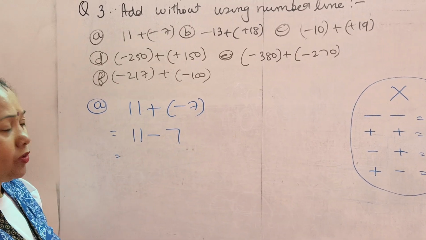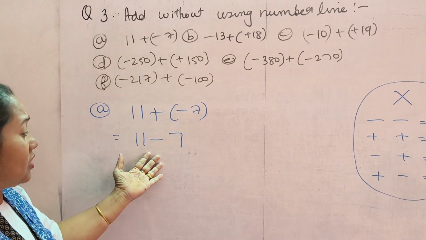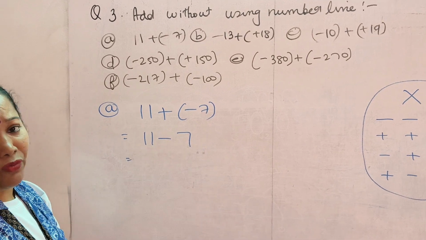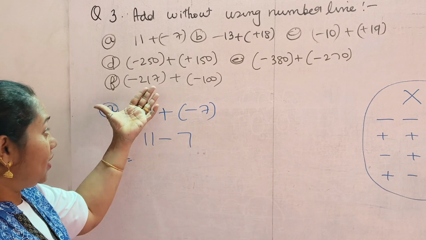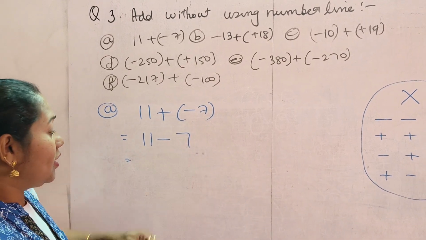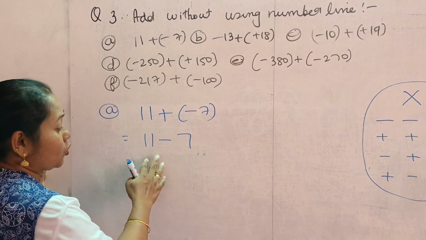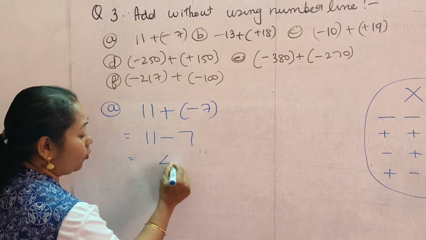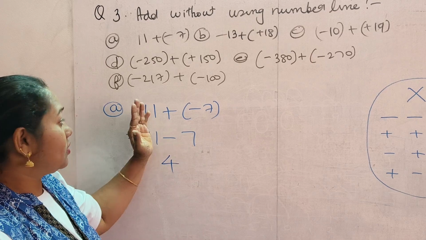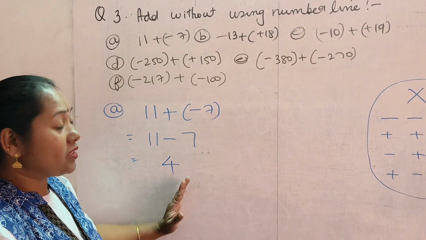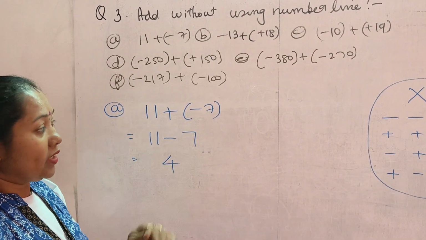Now what we have to do? This is a simple one. You have been doing this from class 2 onwards, how to do subtraction. Same type of question only, but in other questions it will be different. So in the previous class you used to do 11 minus 7, which is 4, isn't it? But from this class onwards negative integers are also there. So some rules have to be applied. So what are the rules?